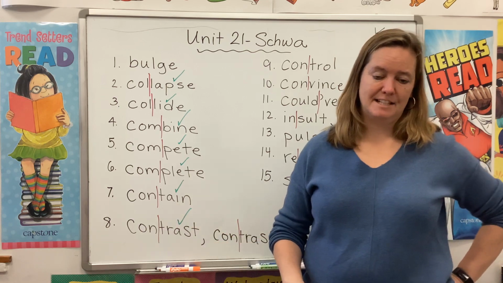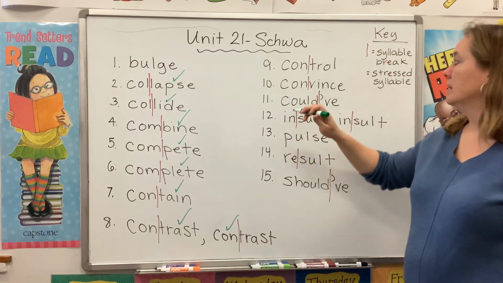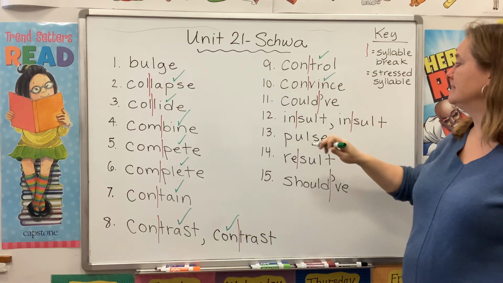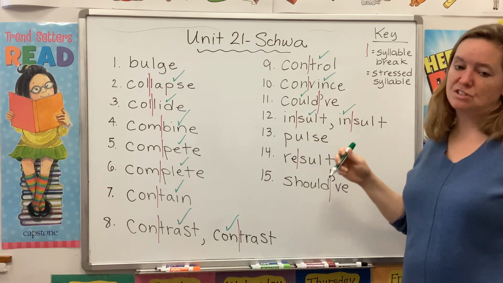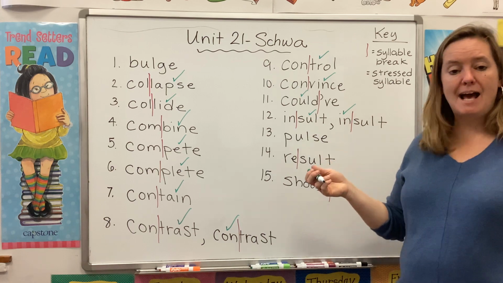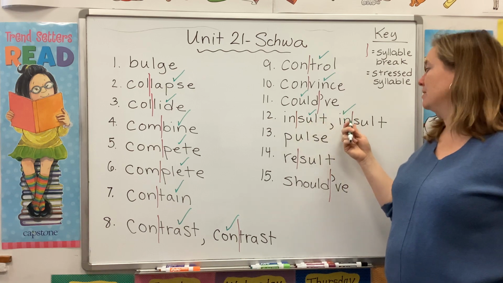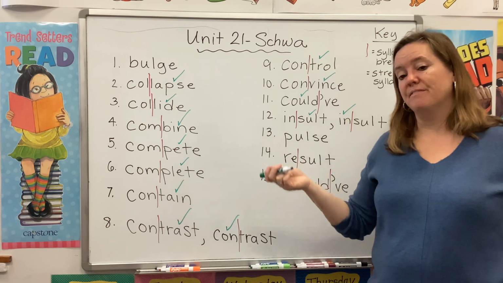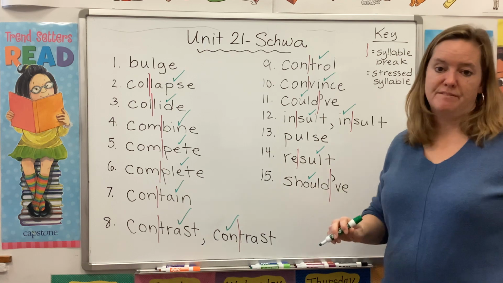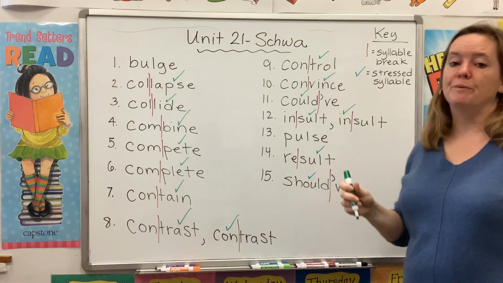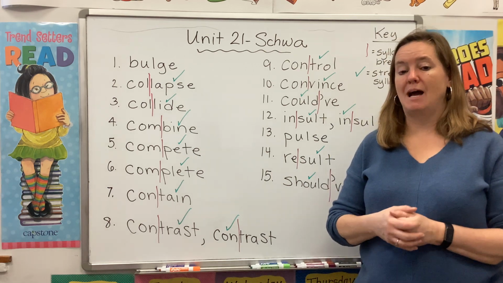Contrast, it's the second syllable. But contrast is the first syllable. Control, convince, could've, insult, insult. Okay, so depending on how we're using the word, if we're using it as a verb, we stress the second syllable. If we're using it as a noun, we stress the first syllable. Pulse is one. Result and should've. Okay, so over here, green check mark represents the stressed syllable. That's the part that we say a little bit louder and stronger.